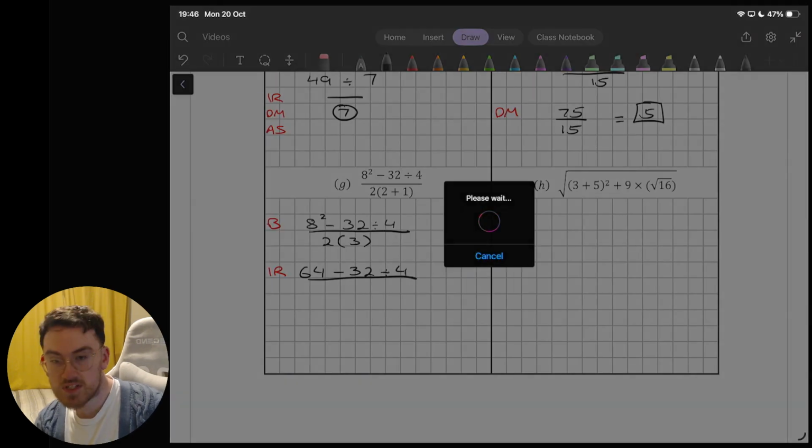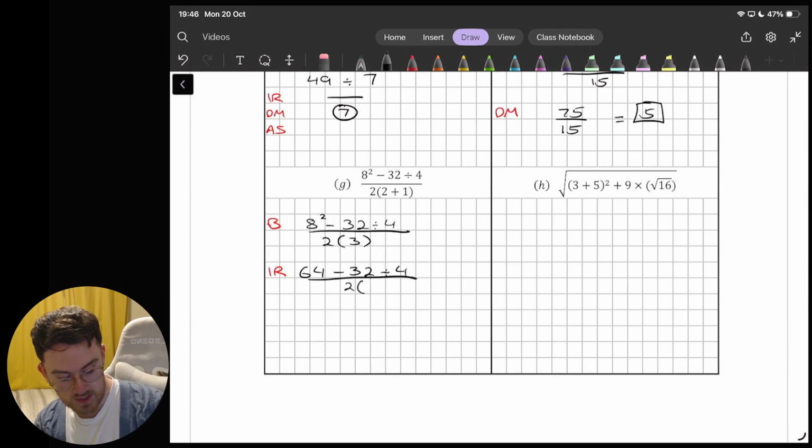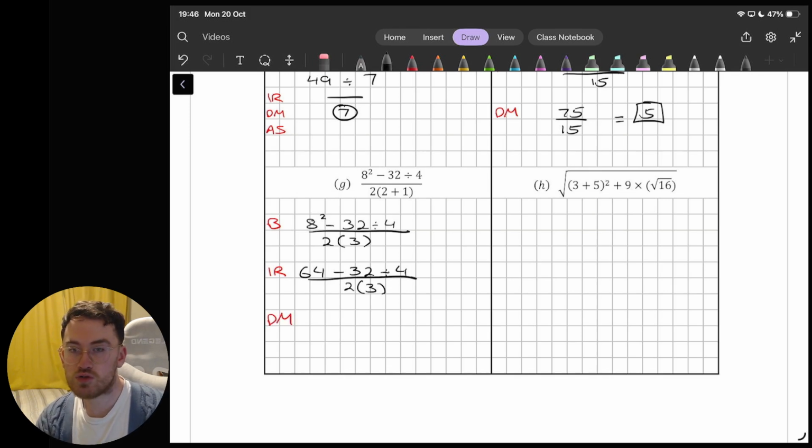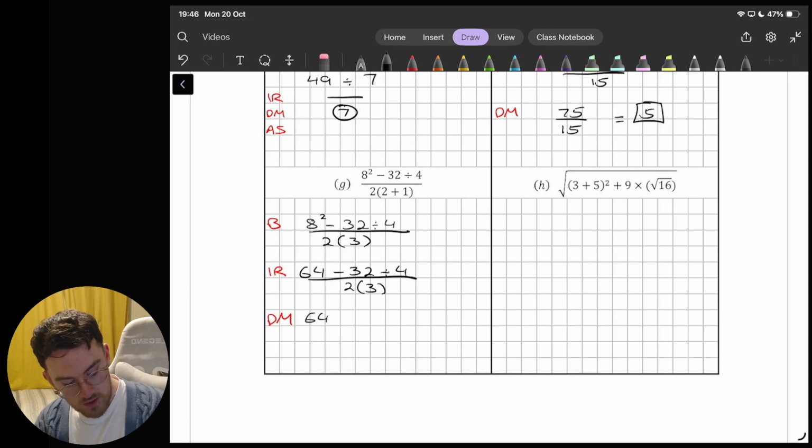It's very tempting to try and do a few of these sums at the same time, but we're not going to. We're going to work through it slowly. Dividing and multiplying should be next, but we do know that the overall division in the fraction we are not going to do until the very end. So 64, and 32 divided by 4 is of course 8, all over 2 times 3 is 6.